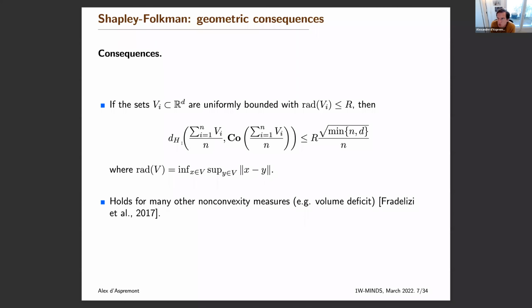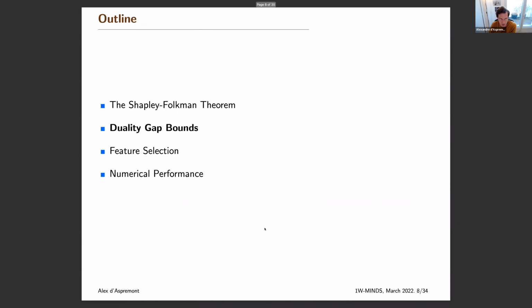So that means that we can produce a more formal version of the results I just cited. For example, say that the sets Vi are uniformly bounded with the radius upper bounded by R. Then the Hausdorff distance, for example, between the Minkowski average and its convex hull is bounded by R times the square root of the minimum of n and d divided by n. So you get this explicit convergence result. And this holds for the Hausdorff distance, but it also holds for a number of other non-convexity measures. And there are monotonicity results on the convergence, etc. All of these are detailed in this great paper by Fradelizi and others in 2017. So that's good to keep in mind.